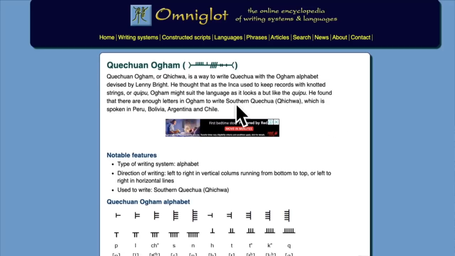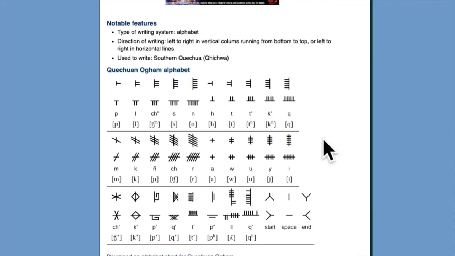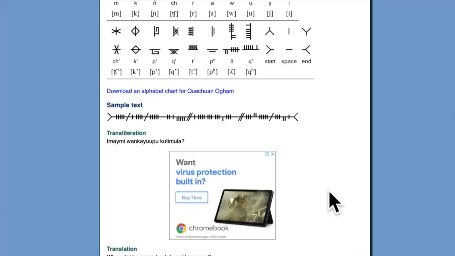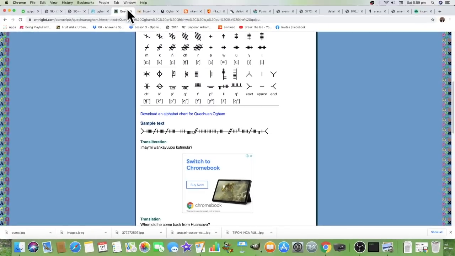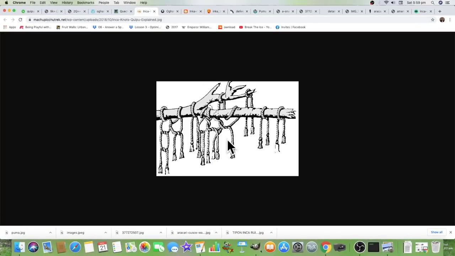He found that there are enough letters in Ogham to write Southern Quechua, which is spoken in Peru, Bolivia, Argentina, and Chile. And that is basically the Ogham alphabet. And so he's done this, and apparently that's very similar to Quipu. That is Quipu. Fascinating. And this is what the Quipu looks like.